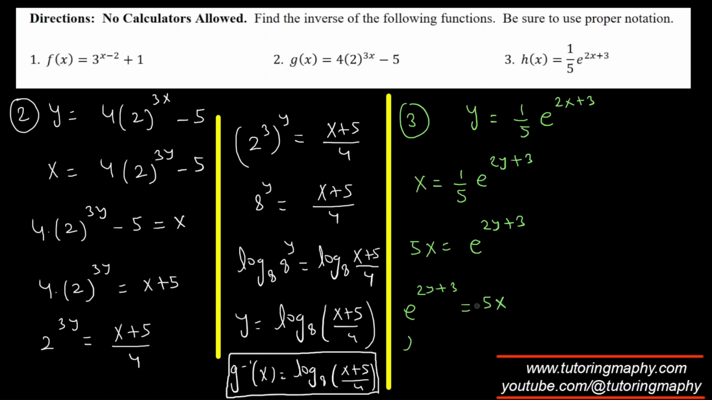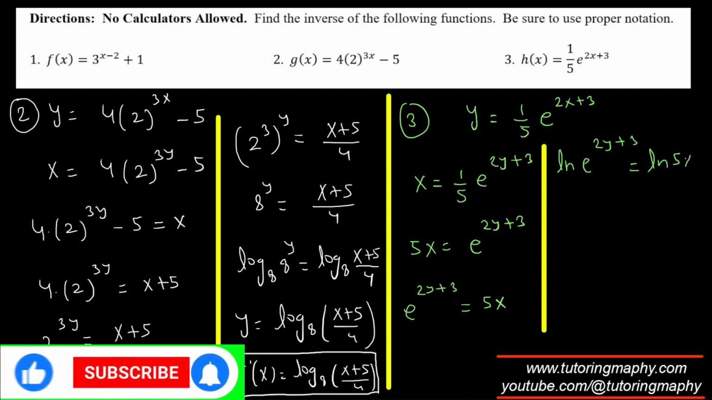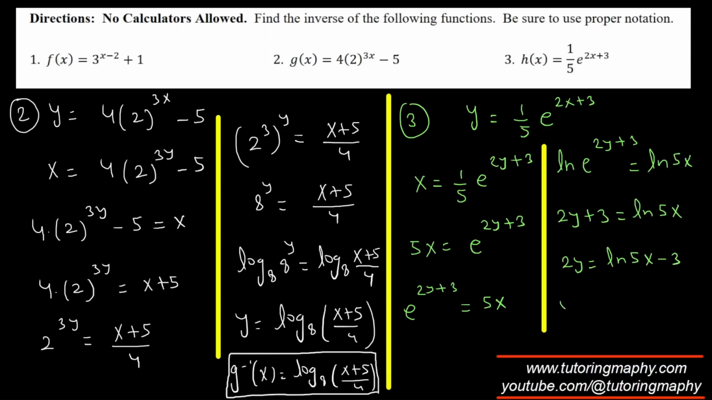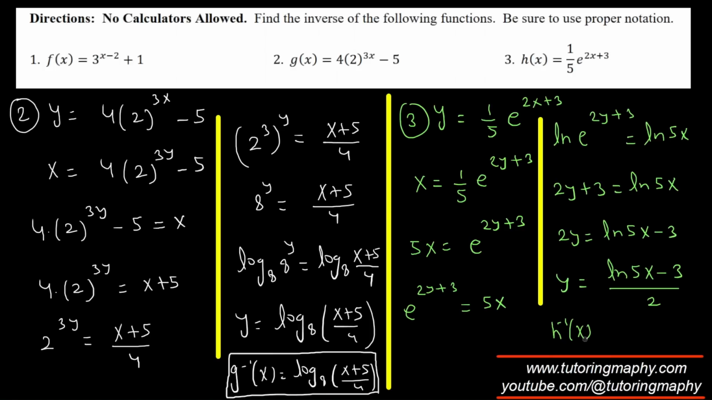Taking ln on both sides, because I want that y to drop down. If I take natural log on both sides, it will become ln of e raised to 2y plus 3 is equal to ln 5x. The power drops outside, so 2y plus 3, and ln e is just 1, is equal to ln 5x. 2y is equal to ln 5x minus 3. So y is equal to (ln 5x minus 3) divided by 2. And that's about it. I can just replace y with h inverse x. So h inverse x is equal to (ln 5x minus 3) over 2. That's the final answer.